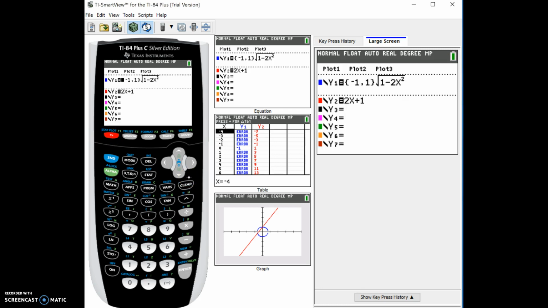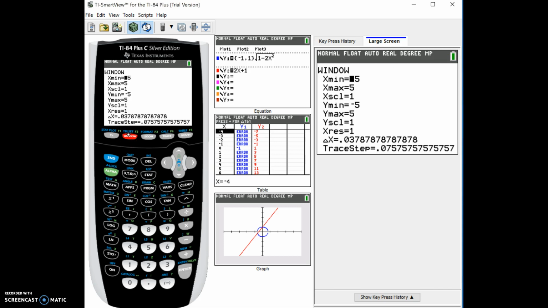And actually, I already have this typed in, but I'm going to just do it again with you. So if we do second parentheses, that's going to give you the bracket, -1, 1. Second parentheses, close the bracket, and then second square root 1 minus 2x squared. And then you would put the 2x plus 1, which should be pretty easy, in your y2. I actually am going to make the window a little bit smaller, so I'll hit my window button. Change your window to go from -5 to +5 on both the x-min, x-max, and then the y-min, y-max.